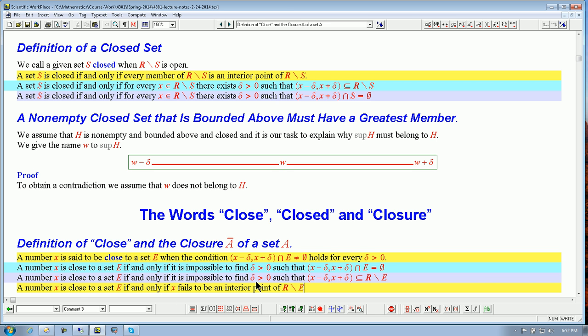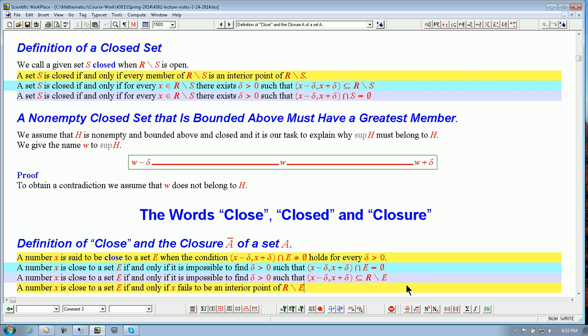The assertion that x is an interior point of that set says what? There does exist delta greater than 0 such that the interval is included in the set. And now I'm saying there does not. There is no delta making that happen. That's the statement that x fails to be an interior point. That's very good.